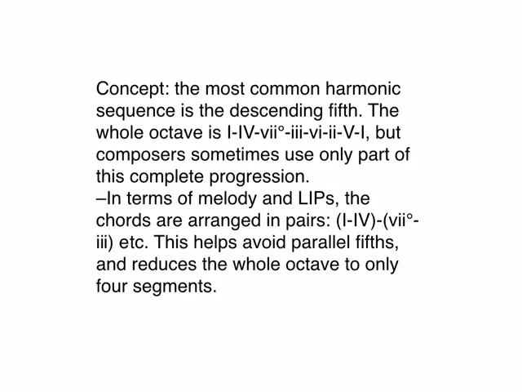In terms of the melody and the linear intervallic progressions, the chords are generally arranged in pairs so that the 1 and 4 take up one measure in one pattern, 7 and 3 another one, 6 and 2, and then 5 and 1. By arranging the melodies in pairs, the chords in pairs, it helps avoid parallel fifths and reduces the whole octave to only 4 segments, those 4 pairs, instead of 8 segments.